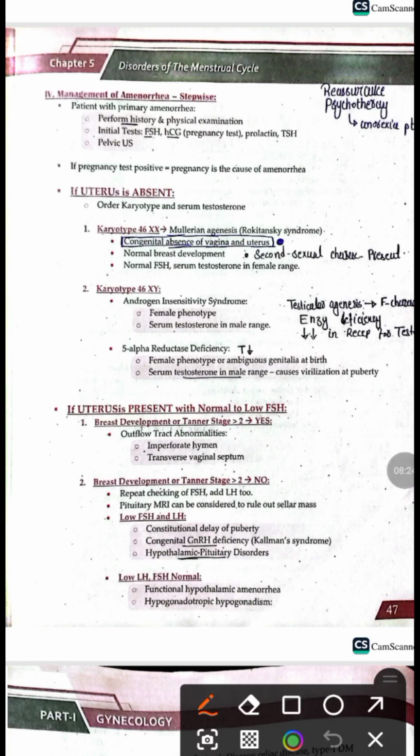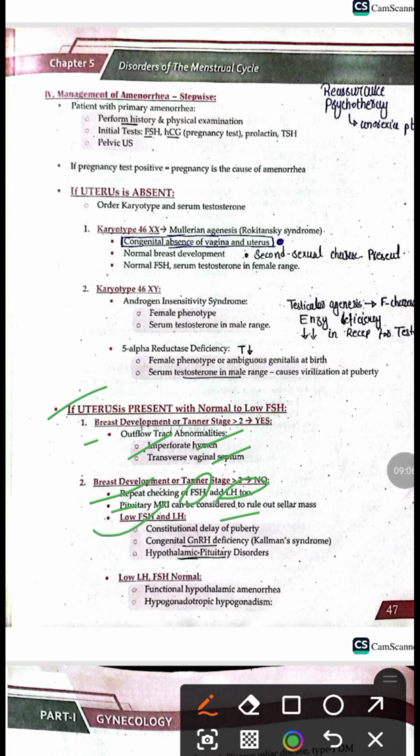Now, if the uterus is present with a normal to low FSH level, then assess the breast development at the Tanner stage. If the Tanner stage is more than 2, then look for reproductive tract abnormalities, like imperforate hymen or transverse vaginal septum. But if the breast development at the Tanner stage is less than 2, then we do repeated checking of the FSH level and the LH level. Similarly, we also do a pituitary MRI to rule out any mass or tumor in the brain.